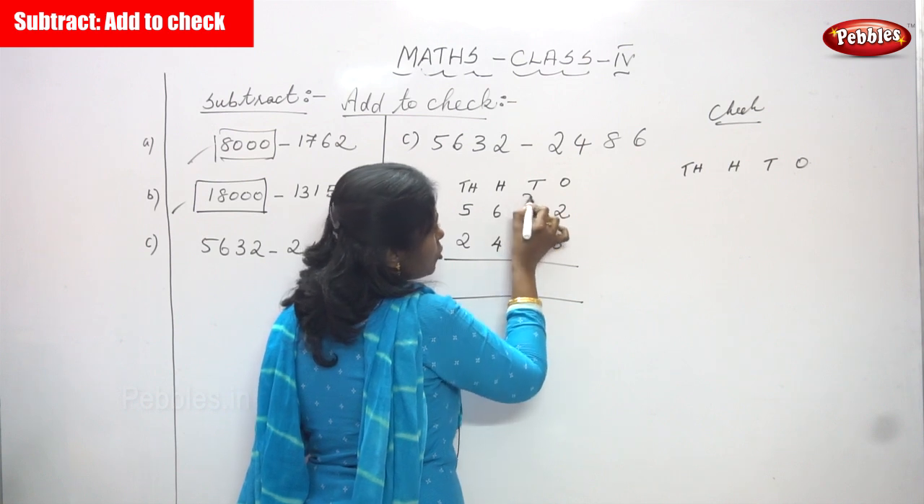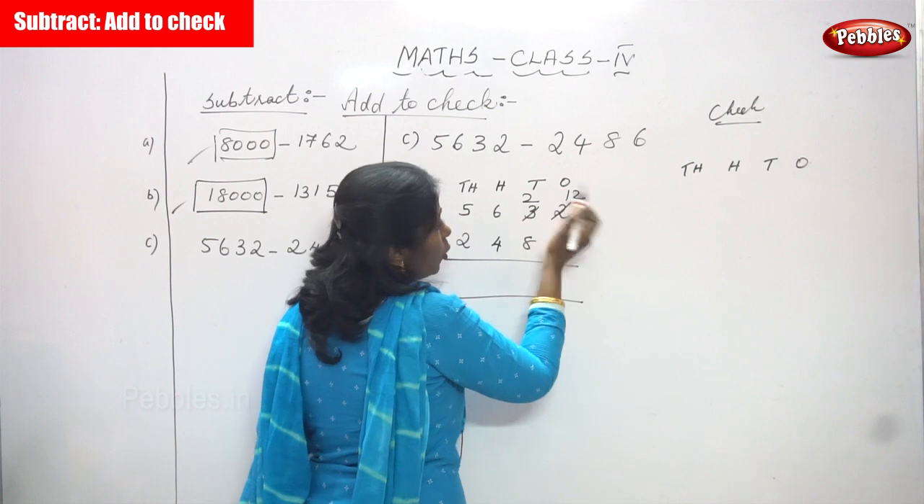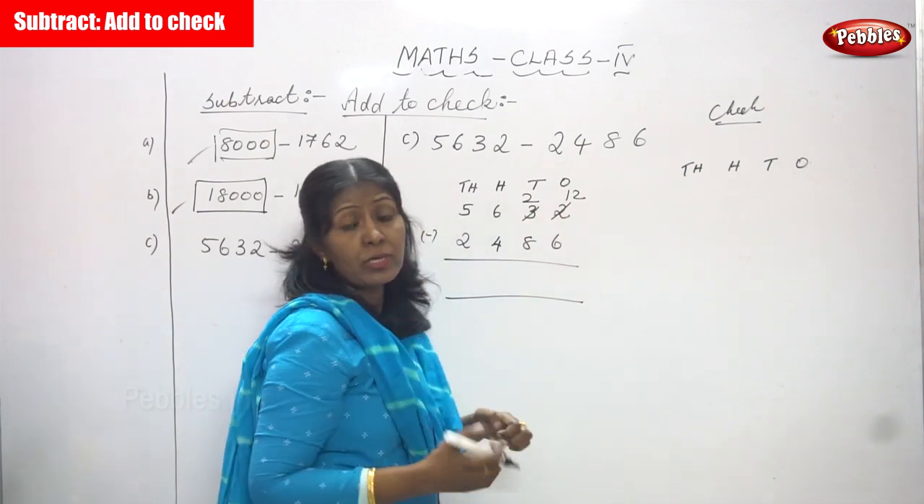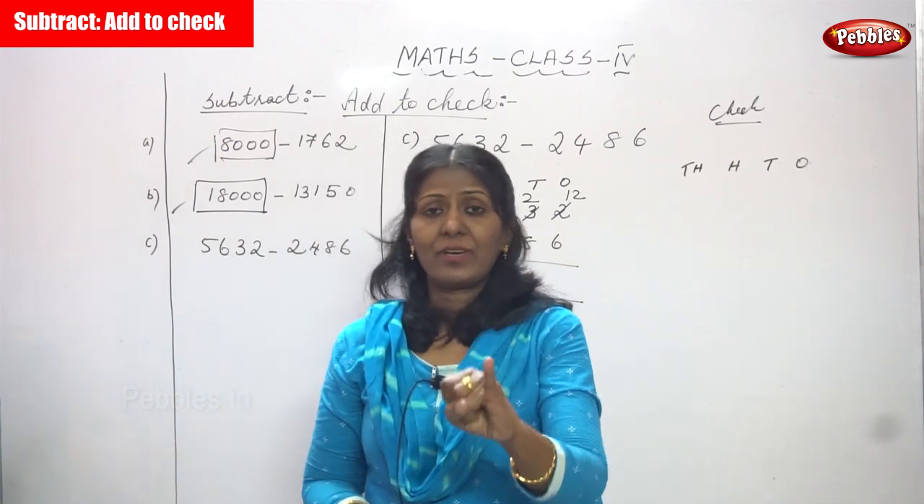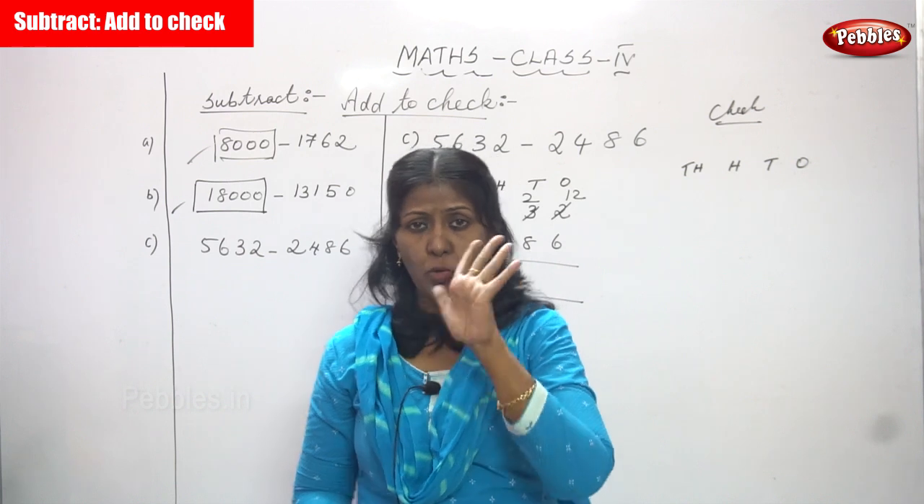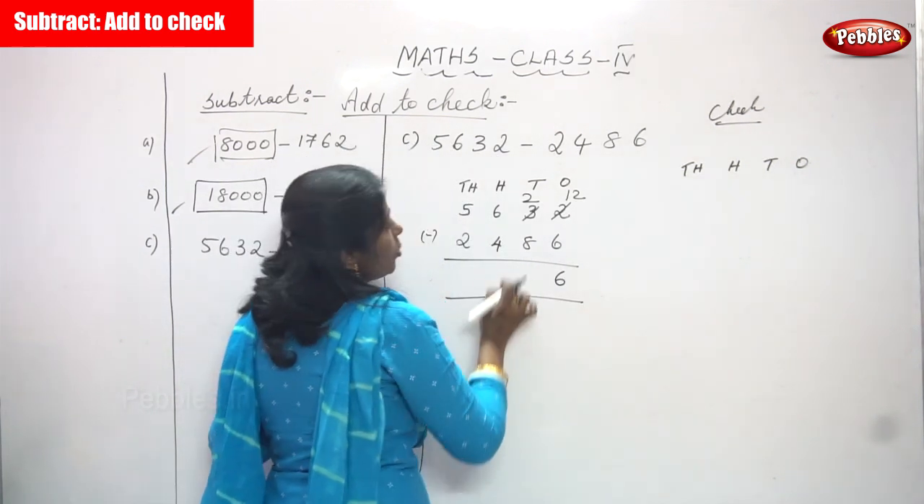So you have to borrow 1 ten from this place. The 3 becomes 2, and this one's place 2 becomes 12 because you have borrowed 1 ten. So 12 minus 6. I've told you already, backward counting. After 6 you have to count 7, 8, 9, 10, 11, 12. So altogether 6. So 6 you have to write here. So what is the number?